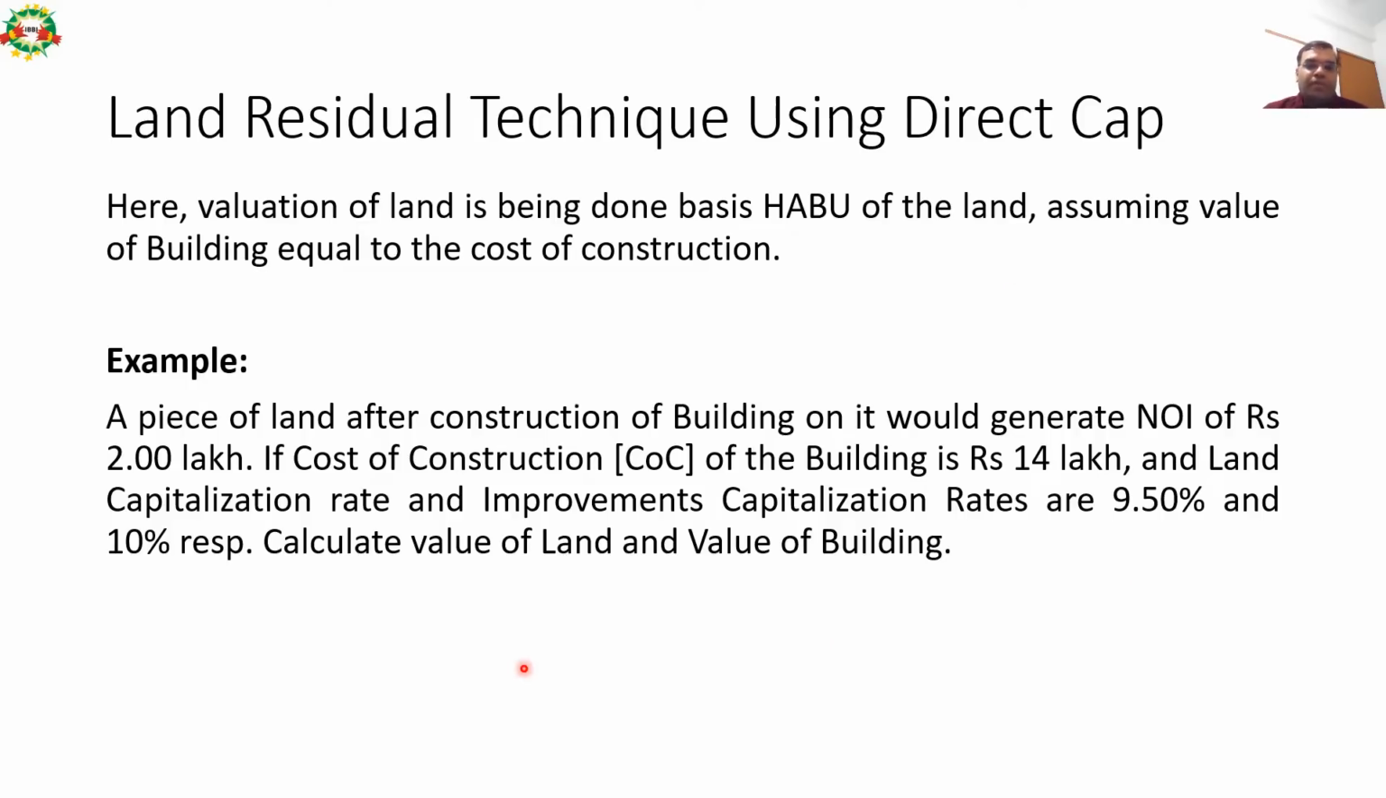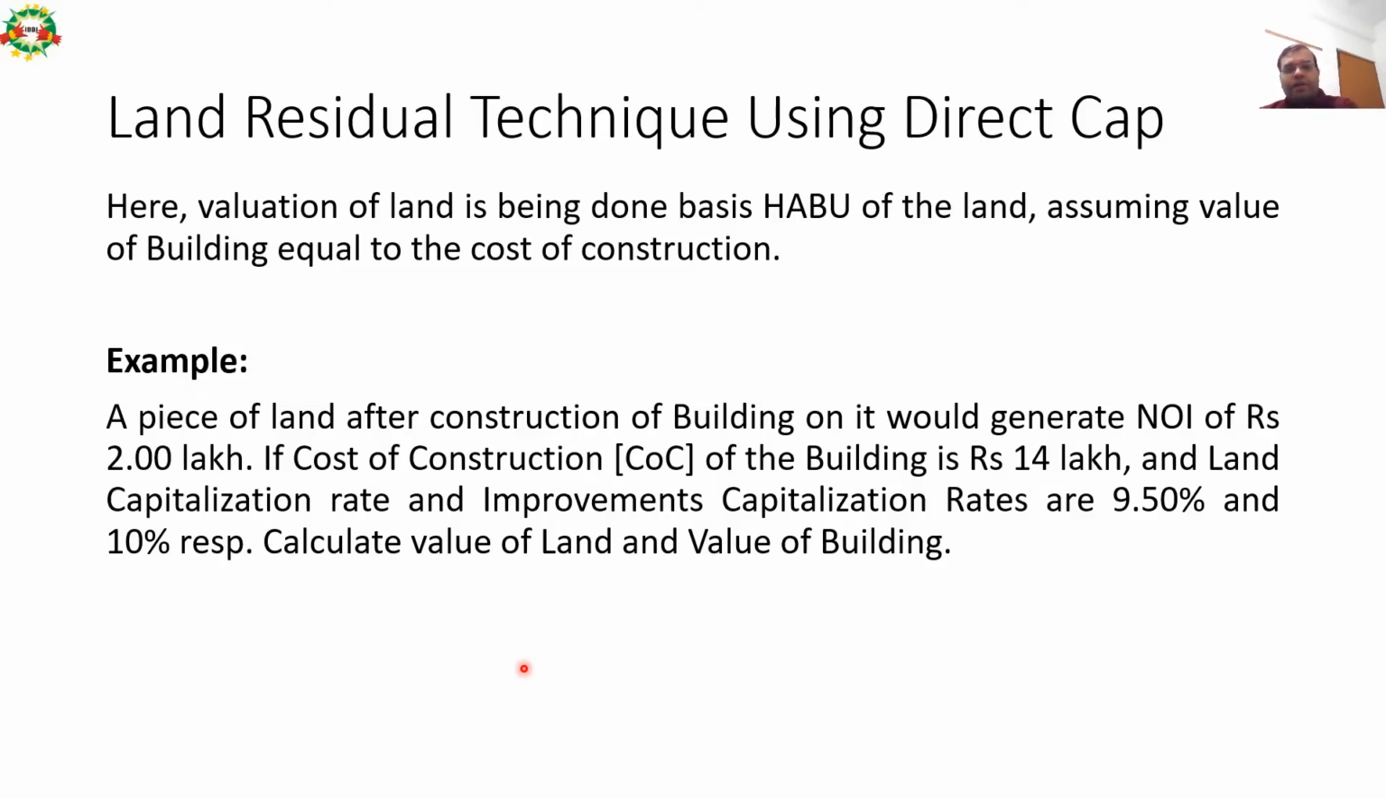For example, a piece of land after construction of a building on it would generate net operating income of say 2 lakh rupees. If the cost of construction of the building is 14 lakh rupees, and the land capitalization rate and improvement capitalization rate are 9.5% and 10% respectively, then calculate the value of land and value of building.